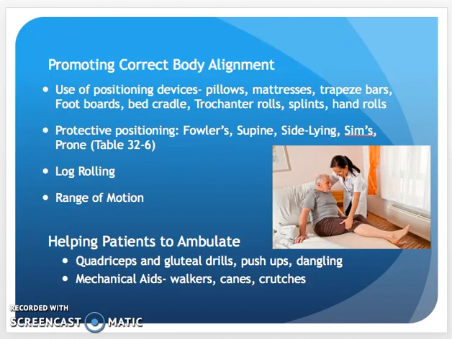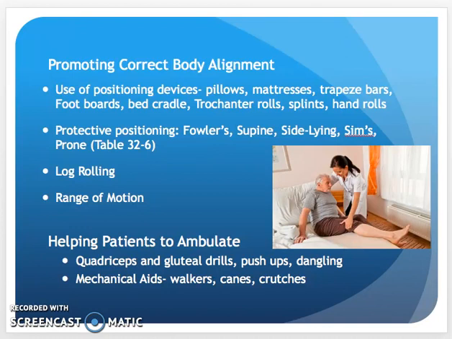And then you want to do log rolling for the patient who has a spinal injury, and that's also described in the book. That's when you're turning the entire body in one position so you're not putting any pressure on or misaligning the spine for a patient who has an injury to that area. For the person who needs to start walking again, let's say they had surgery or a back injury and have been lying flat on their back for an extended period of time, there are different exercises to help a person become strong enough to ambulate again. These are the quadriceps and gluteal drills, push-ups, and dangling. And the book does a good job describing all these different procedures that you do and teach a patient.